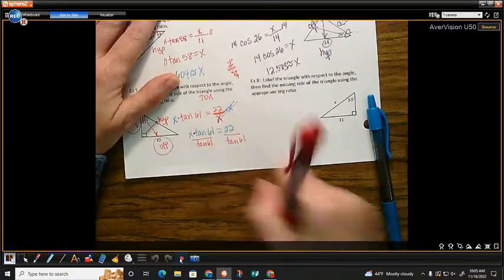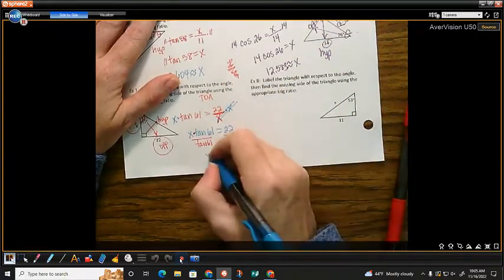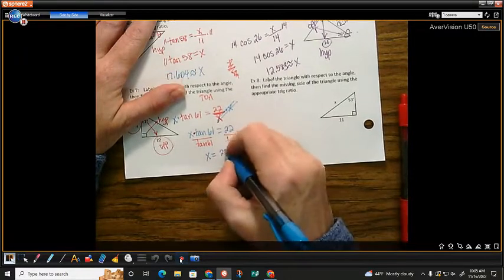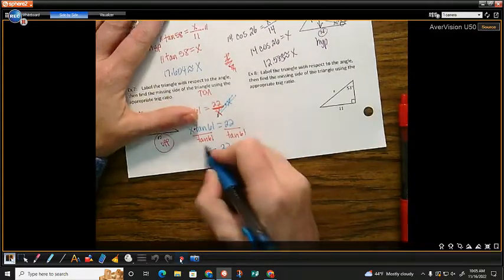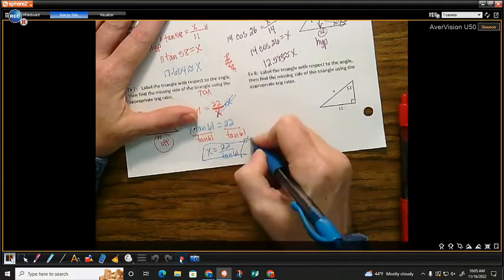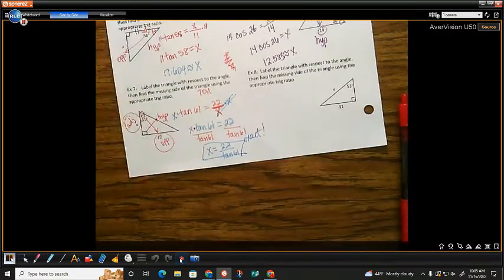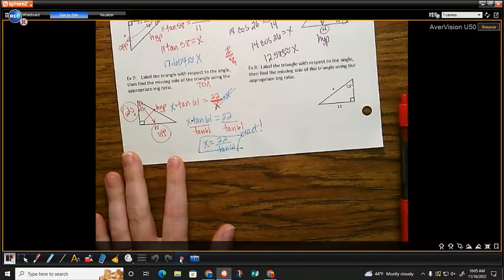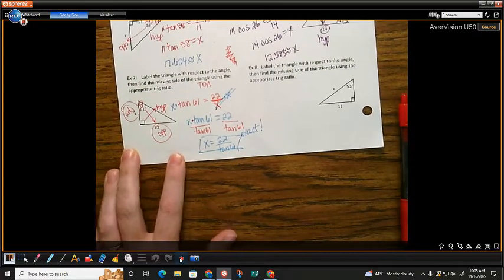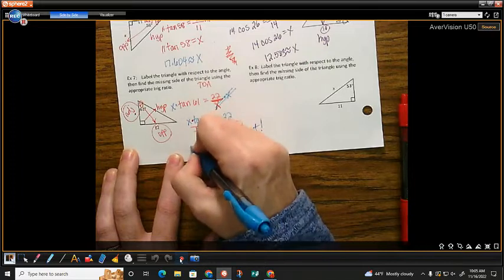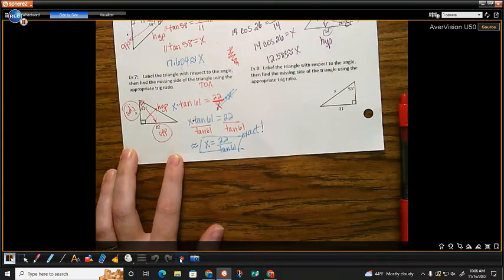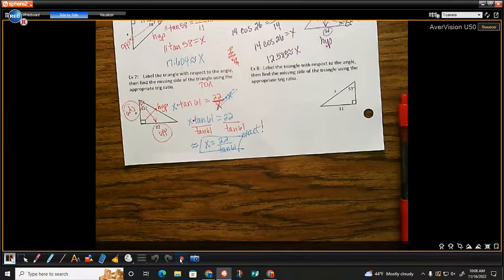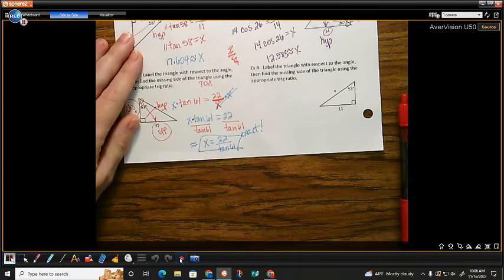And so now, x equals whatever 22 divided by the tangent of 61 is. There is your exact answer. Now, are you curious as to what number that is? Yes. So you can ask your calculator to approximate it for you. And you probably get something like 12 and change? 12.195.